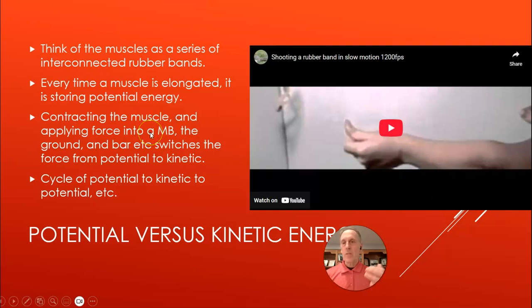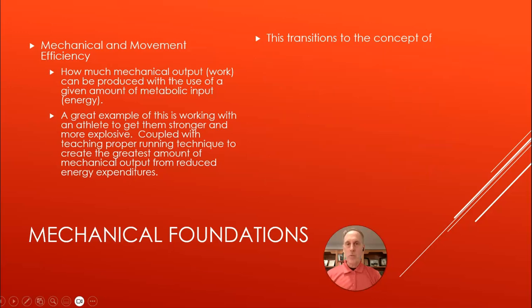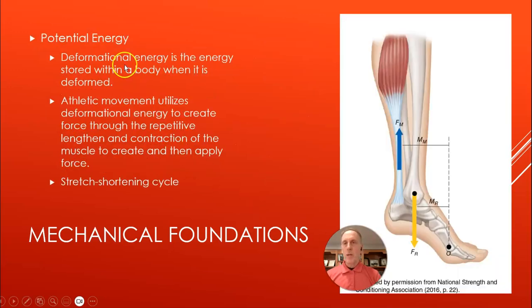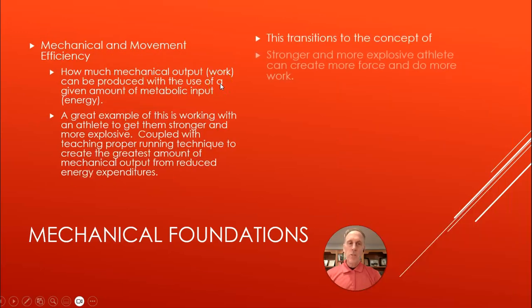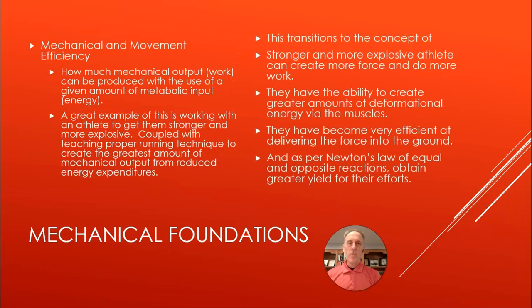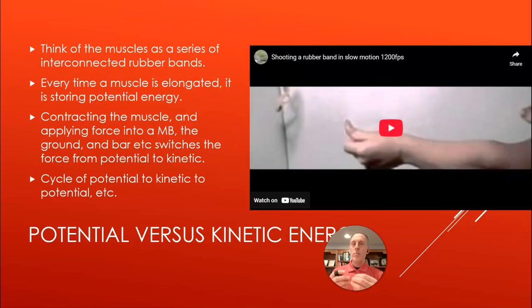So if you think of muscles as a series of interconnected rubber bands, every time we stretch the rubber band, it's storing potential energy, right? That's the terminology back here when we talk about deformational energy. With deformational energy, we're stretching the muscle, deforming it, and when you've elongated the muscle, you store potential energy. Then we rapidly contract and apply force into a medicine ball, the ground, a bar, whatever it is, and it switches from potential to kinetic. In athletics and movement, we talk about the cycle of potential to kinetic over and over again.